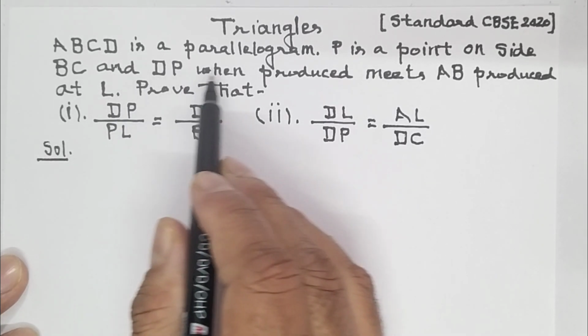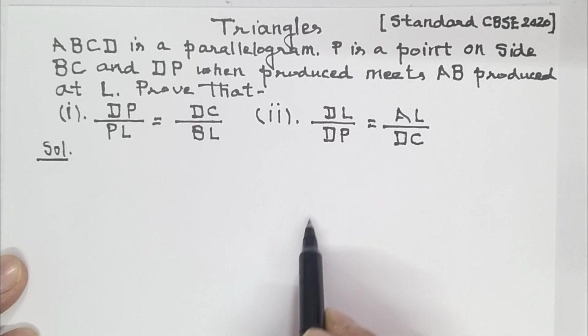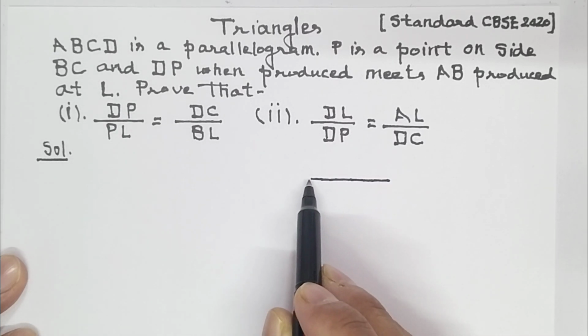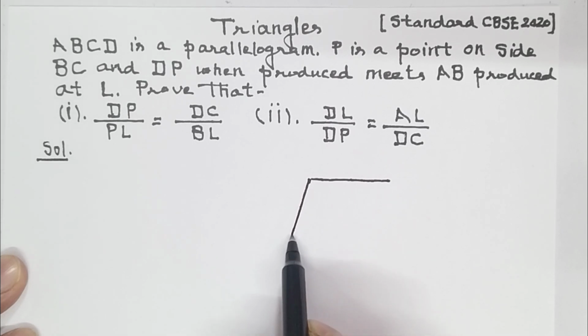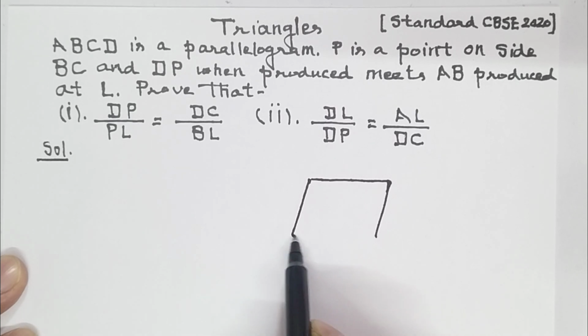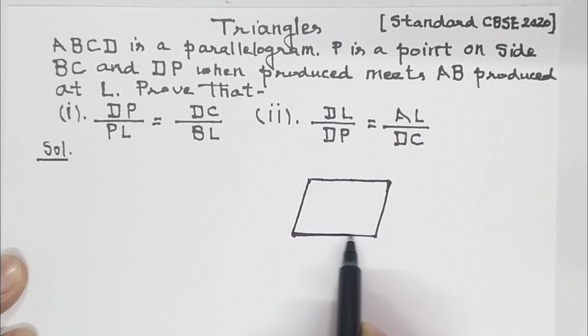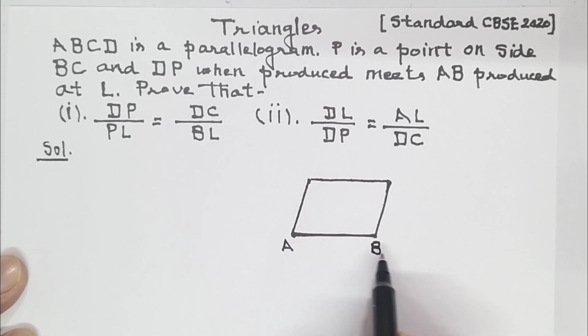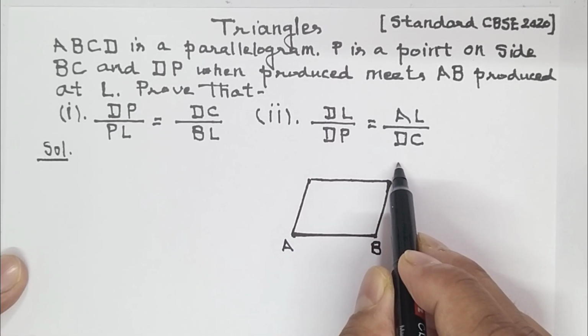So the question is, ABCD is a parallelogram. So here in this question the figure is not given. You need to draw the figure yourself. So see, this I am drawing a parallelogram. This is ABCD is a parallelogram, ABCD.